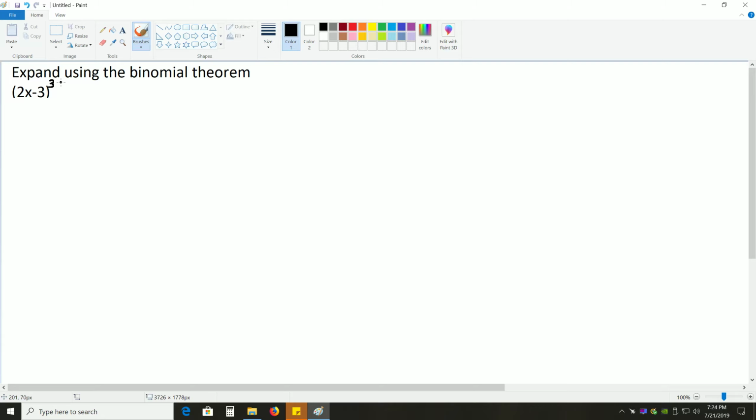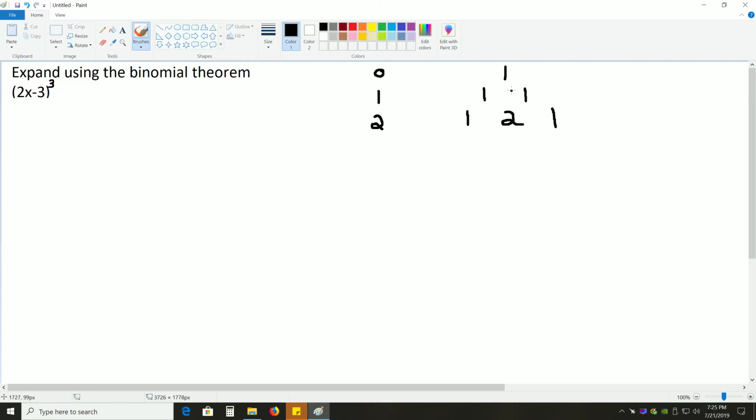The first step of the binomial theorem is to find your exponent, which in this case is 3, and to set up Pascal's triangle using that value. So Pascal's triangle says if your exponent is 0, your coefficient is 1. If your exponent is 1, your coefficients are 1 and 1. If your exponent is 2, your coefficients are 1, 2, and 1.